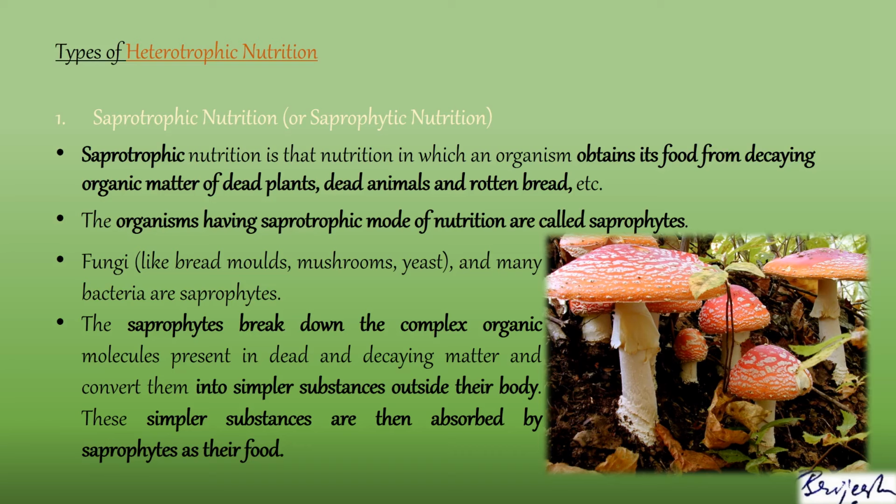The organisms having saprotrophic mode of nutrition are called saprophytes. So, saprophytes are the organisms which obtain their food from dead plants, dead and decaying animal bodies, and other organic matter. Fungi like bread molds, mushroom, yeast and many bacteria are saprophytes. The saprophytes break down the complex organic molecules present in dead and decaying matter and convert them into simpler substances outside their body. These simpler substances are then absorbed by saprophytes as their food. So, saprotrophic nutrition is also known as saprophytic nutrition.